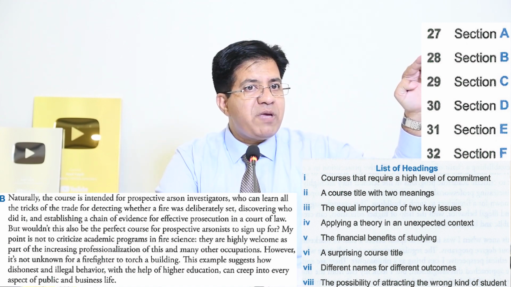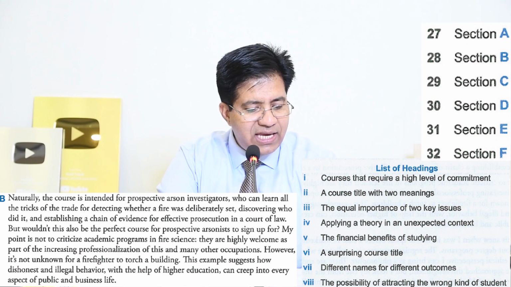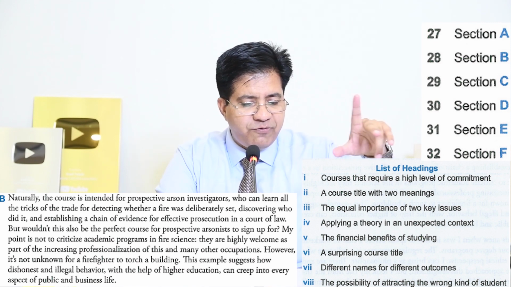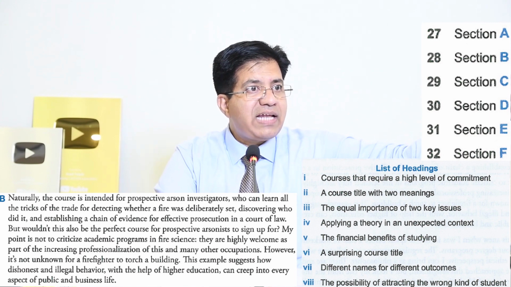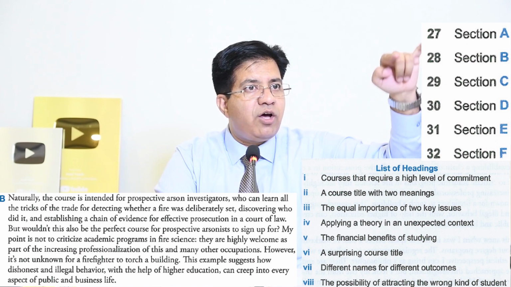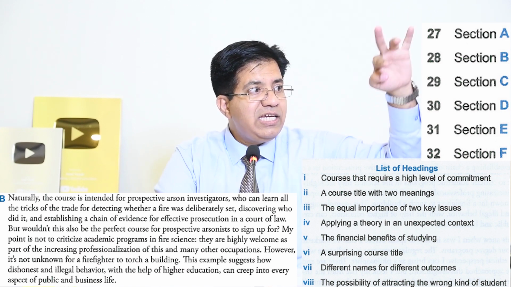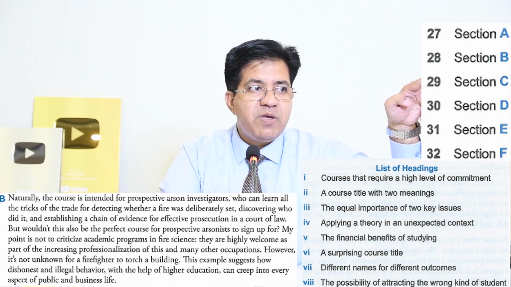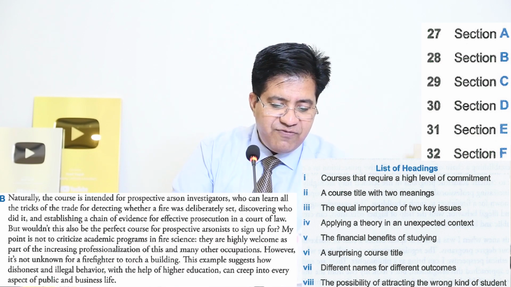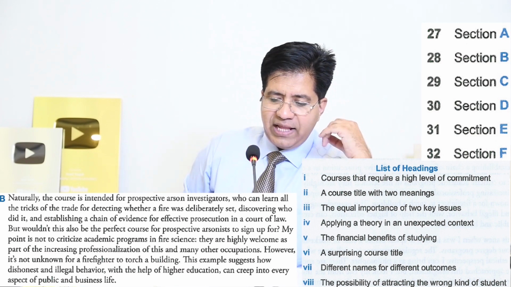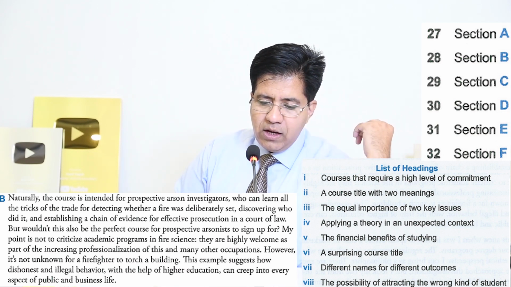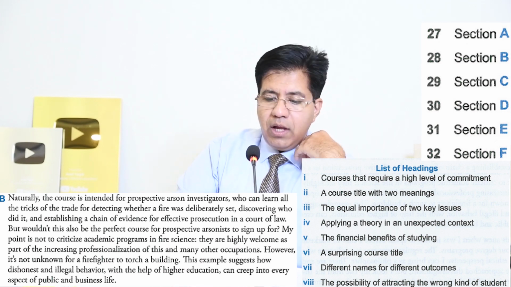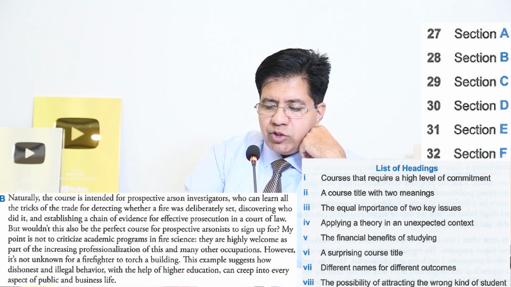So one type of people. And then he says, wouldn't this also be the perfect course for another type of people? So it means the title of the course is confusing. It may attract two types of people. Now go back and see which heading is appropriate for that.